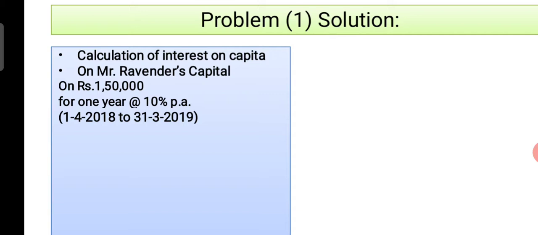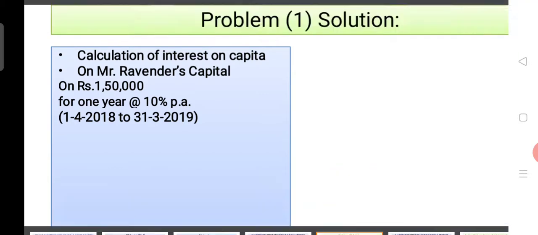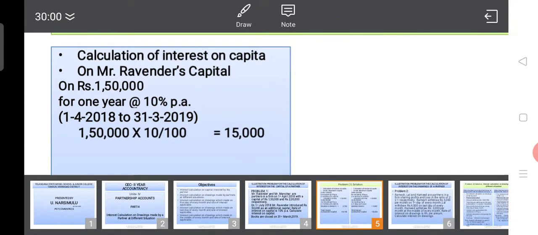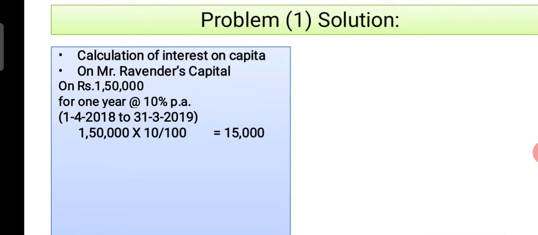here on 1,50,000 we can calculate interest at the rate of 10% per annum. See, if we calculate on 1,50,000 at the rate of 10%, you are getting 15,000 rupees.